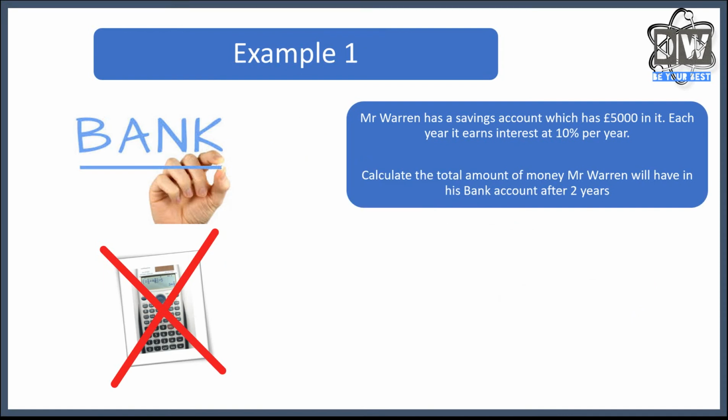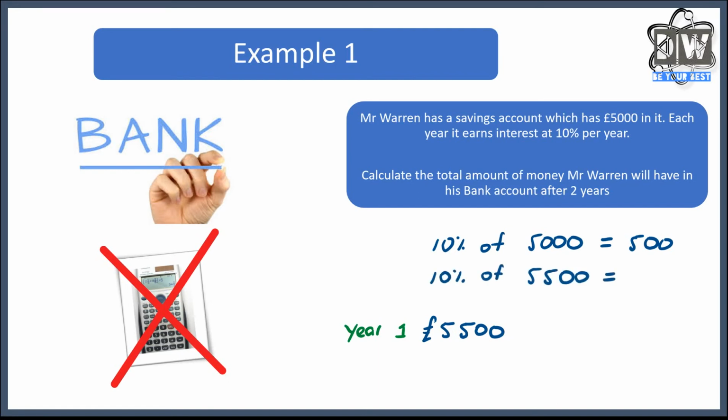This is the way we did it last time without a calculator. Over a 2-year period, we worked out what 10% of the £5,000 I had in my bank account. Hopefully you remember this. And then we added that at the end of year one. So at the end of year one, we had 5,500. And then we would do exactly the same thing again, but with the new amount. So we worked out what 10% of 5,500 is. That was 550. And we added that to it. And at the end of year two, we had £6,050.